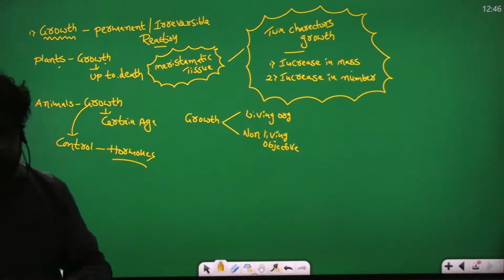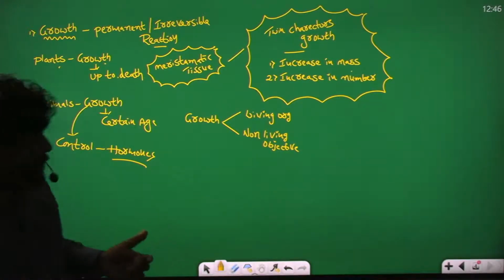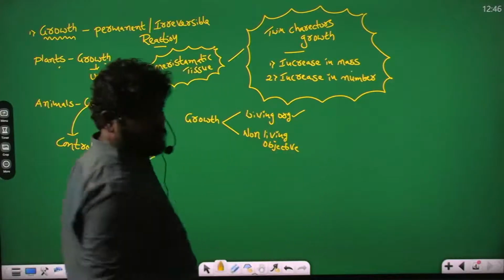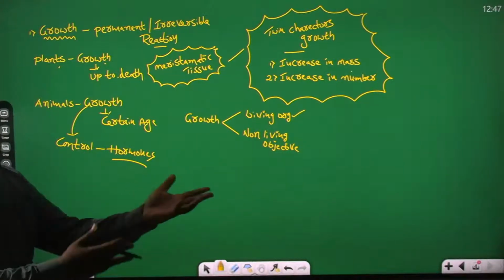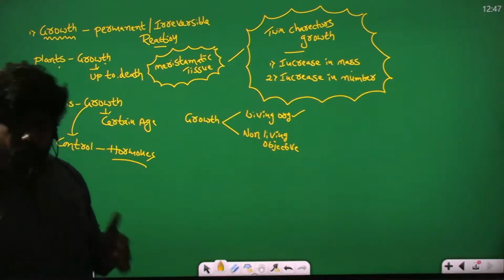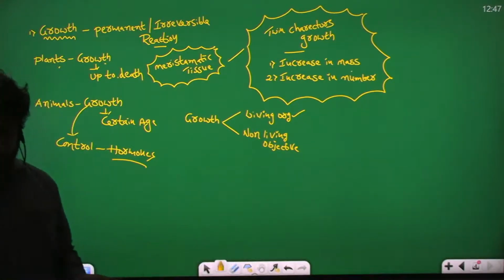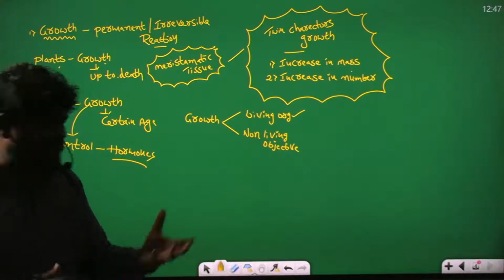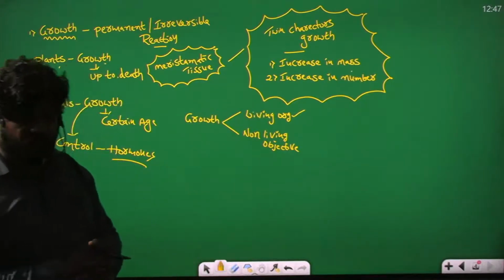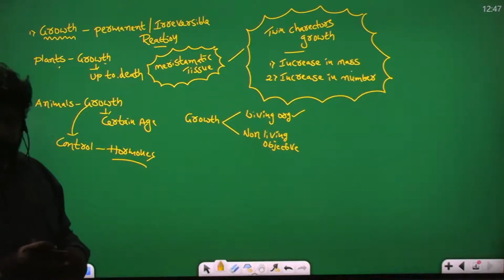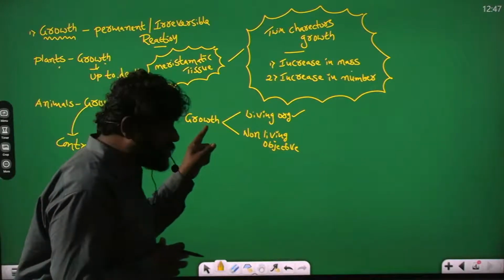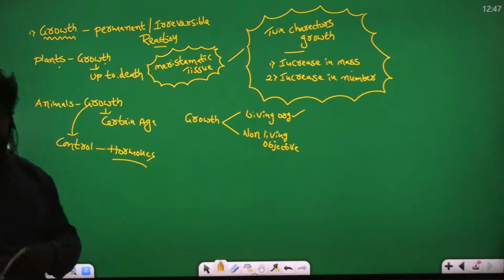Means growth is reported in living organisms. The first statement has no confusion. Generally you know plants grow, animals grow, human beings grow, microorganisms also grow. So generally living organisms show growth. Okay, I accept and you also accept. And what I am saying is, growth is also reported in non-living objects too.